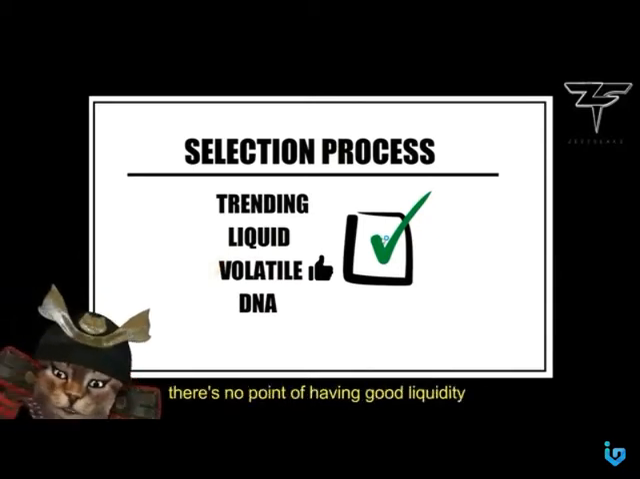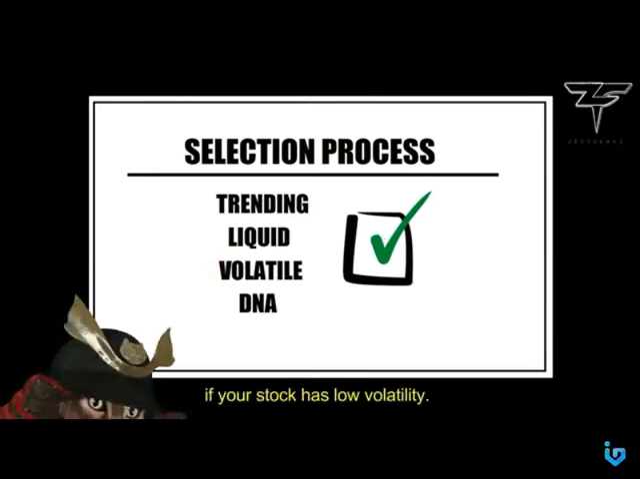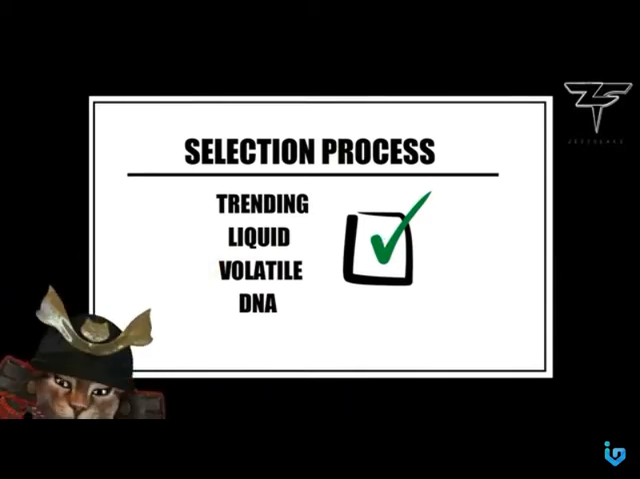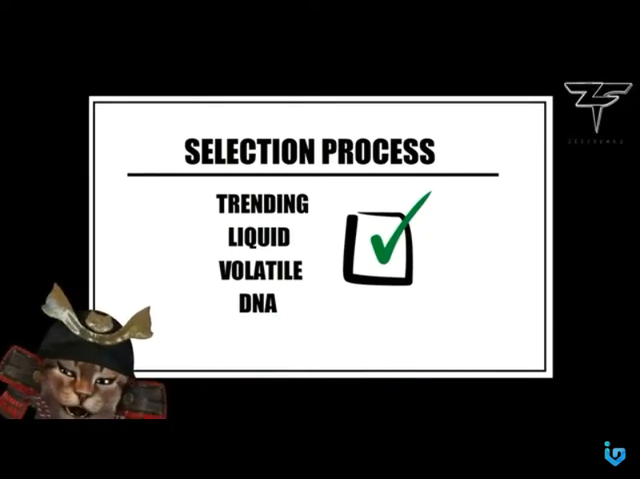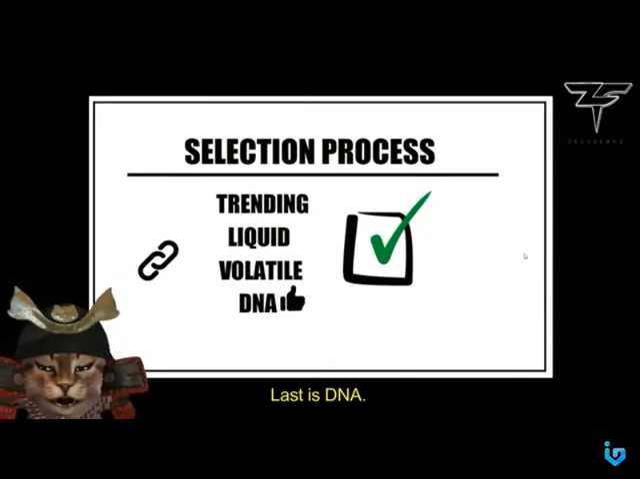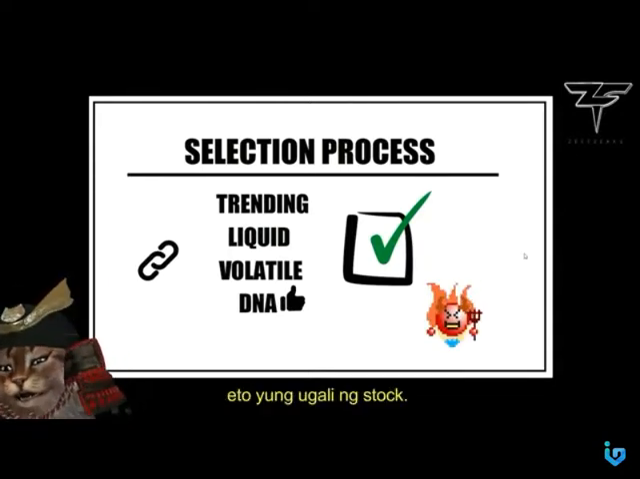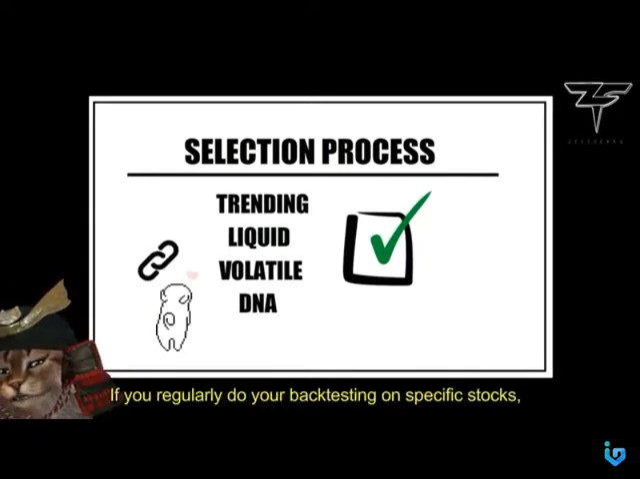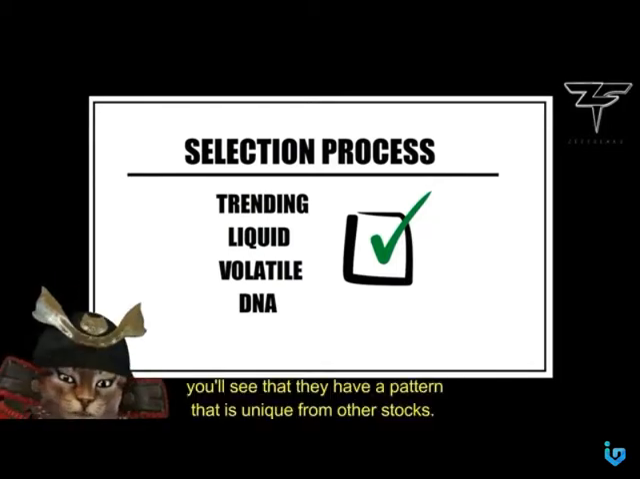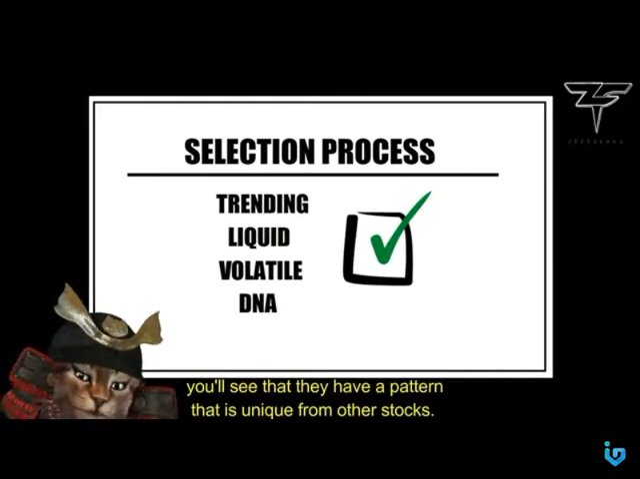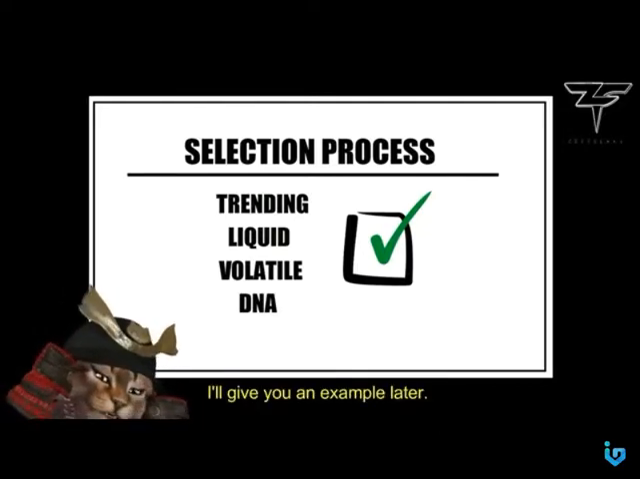Now next on the list is volatility. Because in trading, there's no point of having good liquidity if your stock has low volatility. When given a choice, always choose the faster horse. Lastly, we have DNA. Now when we say DNA, ito yung ugali ng stock. If you regularly do your backtesting on specific stocks, you'll see that they have a pattern that is unique from other stocks. I'll give you an example later.